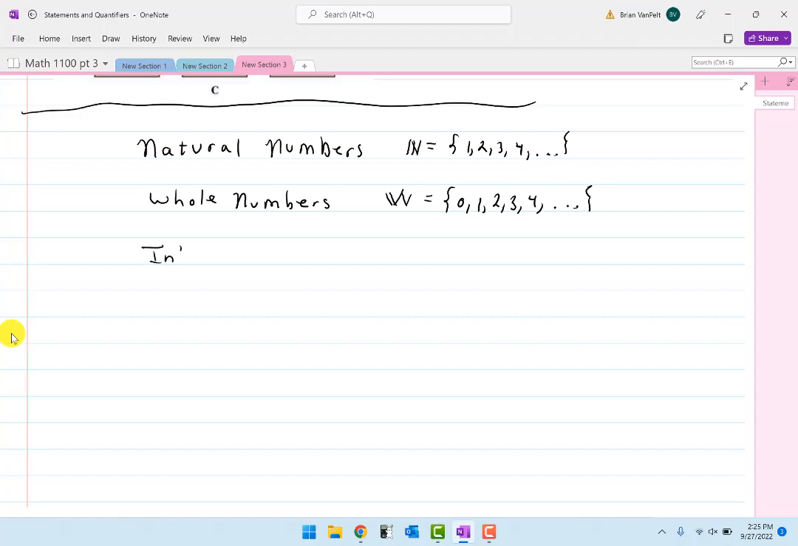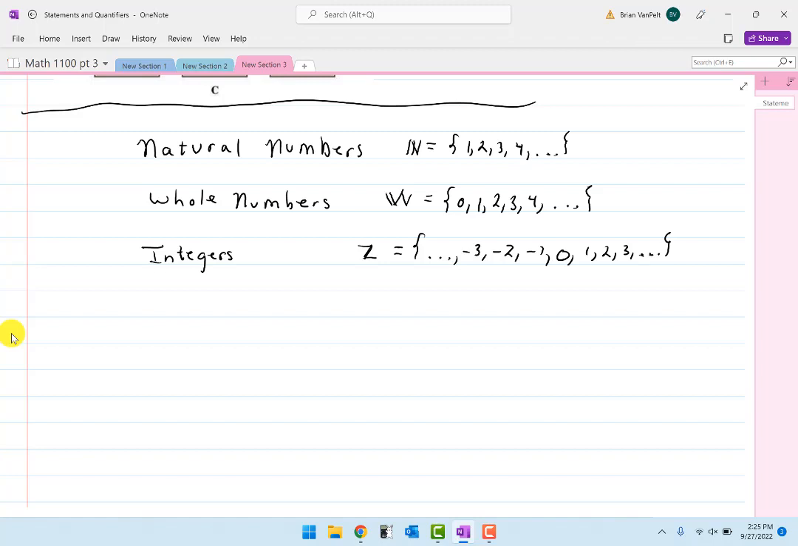Then we have the integers. Here they use the letter Z, believe it or not. It's a German word, Zahlen, meaning number. But here the integers have 3 dots at both sides. That's because they contain negative and positive natural numbers, and even 0.